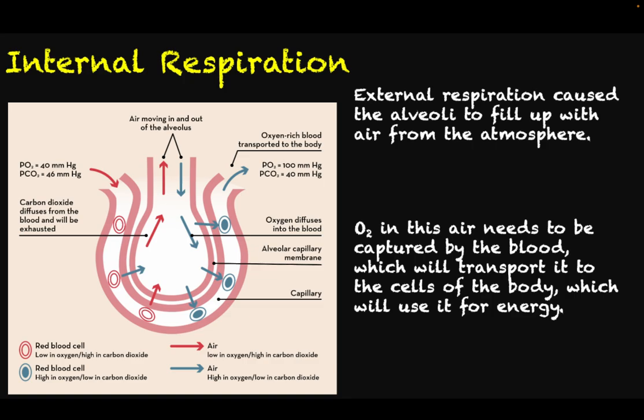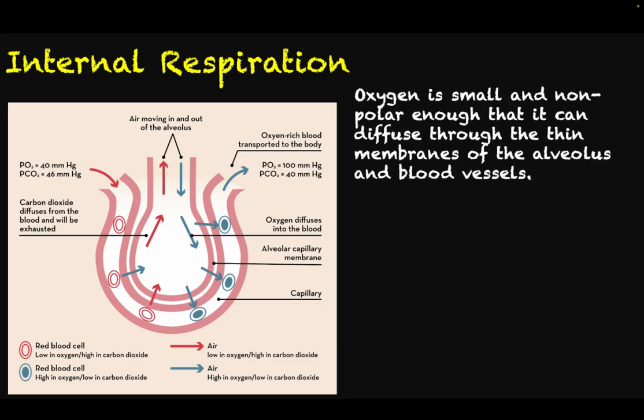So once we capture the oxygen in the alveolus, we need to transport it across these membranes that you see here. So there's the membrane of the alveolus, there's the membrane of the capillary. We want oxygen moving according to these blue arrows here, and we want carbon dioxide moving according to these red arrows here. So once we get oxygen into the blood, it will be transported through the blood and eventually delivered to the cells of the body, which we know will use it for energy through cellular respiration.